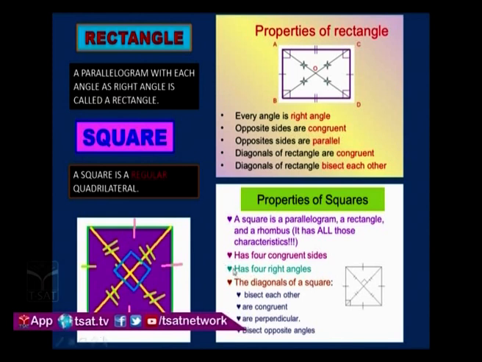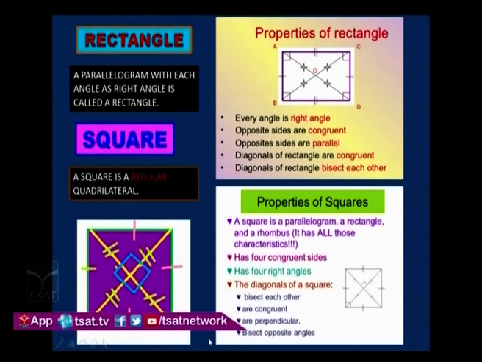That means a square is a rectangle, a square is a rhombus, a square is a parallelogram also. A square has four congruent sides and four right angles, and the diagonals of a square bisect each other and are congruent, because in a rectangle the diagonals are congruent, here also congruent. Also the diagonals are perpendicular, as in a rhombus, and they bisect the opposite angles. So these are the properties of a square. And also a square is a regular quadrilateral.